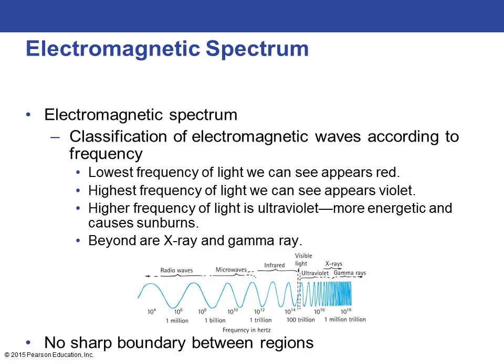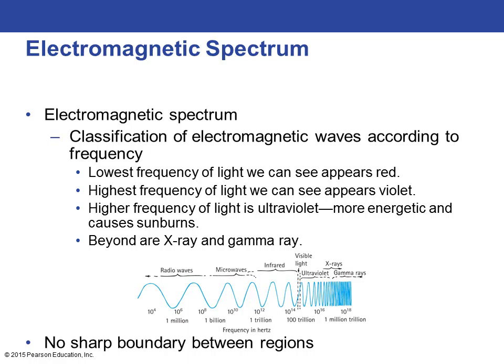And then we move up the visible light spectrum, and the highest frequency of light that we can see appears violet. And above the violet that we can see is ultraviolet light. Like energy from the sun, it's more energetic than the visible light, and that's what can cause sunburns if you stay out in the sun too long. And beyond that are things like X-rays and gamma rays.